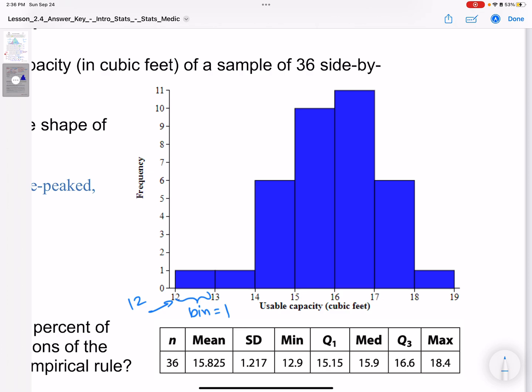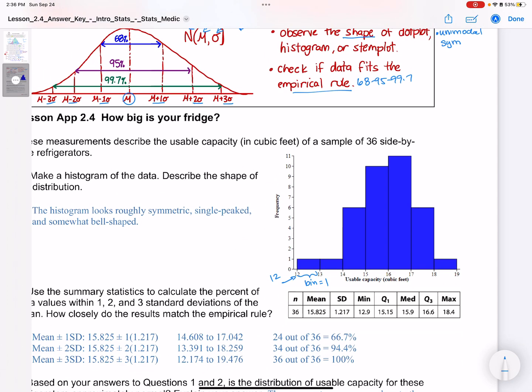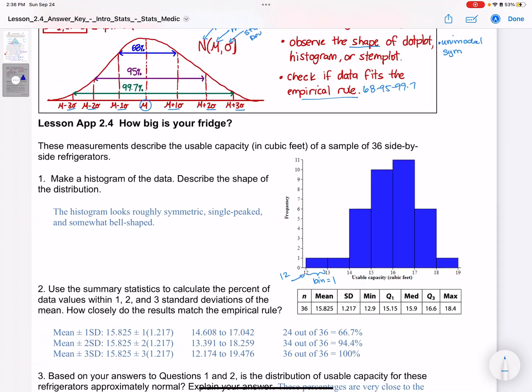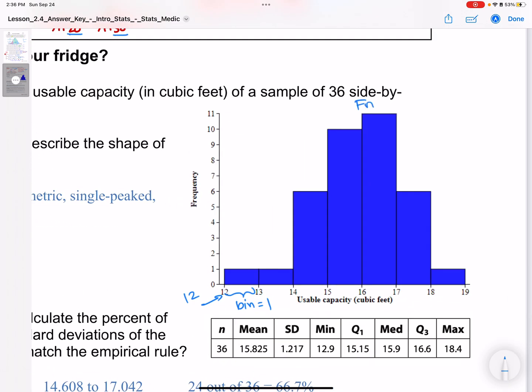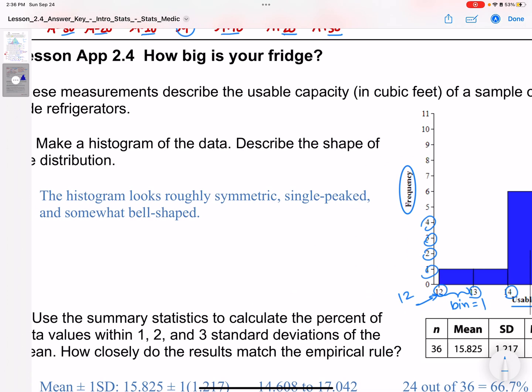Make sure you remember to do a title. So this one doesn't have a title. We should put a title on it. It asked me, these are measurements, how big is the fridge? So I would put fridge size. It could be named anything. I need to make sure I have a label, another label, this is the frequency. I need tick marks, which are these. And then that's going to be completely an accurate graph.